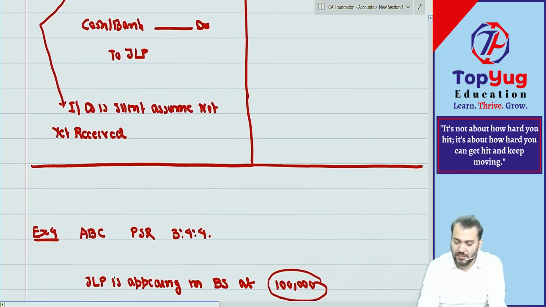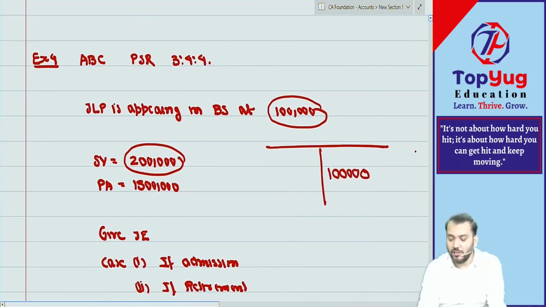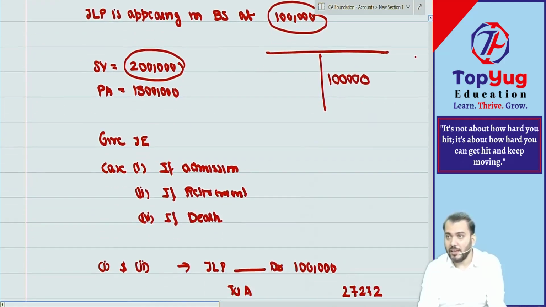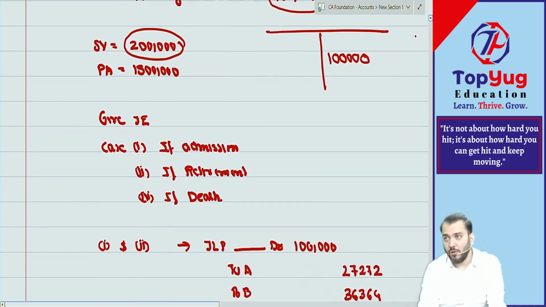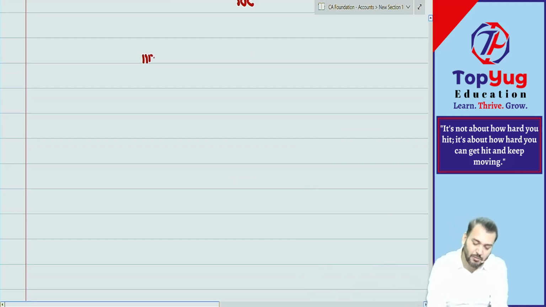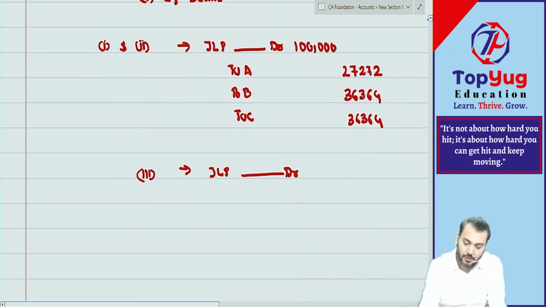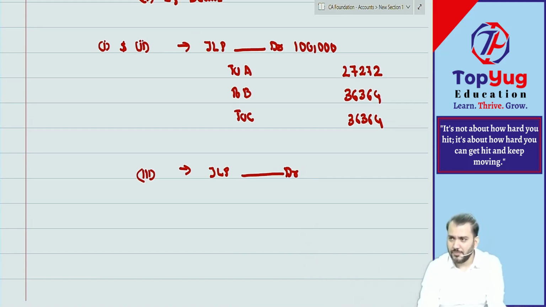So it was in the balance sheet at how much? 1 lakh. How much is the surrender value? 2 lakh. We will increase JLP by what amount? 1 lakh. JLP account debit to what? Old partners, in which ratio? Old ratio. In case of death, what will we do? JLP by what amount? 13 or 14? 13 lakh? How many are saying 13?